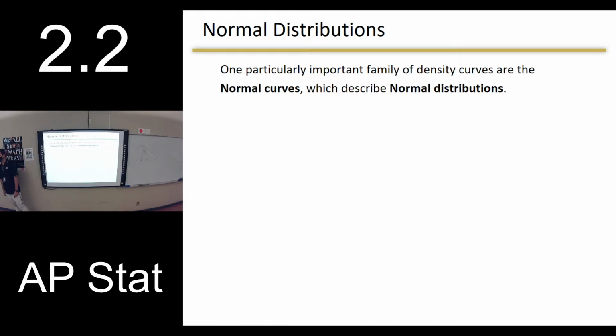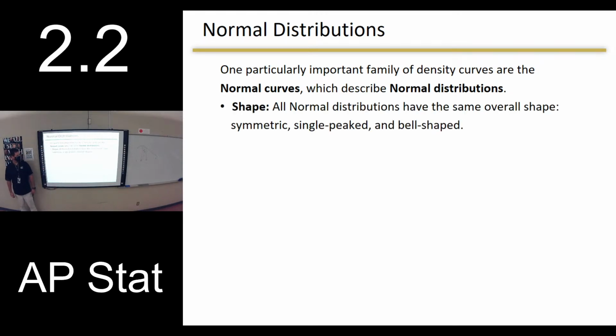Okay, here we go, normal distributions. One particularly important family of density curves are normal curves, or normal distributions. Very, very important to talk about these, okay? Shape. All normal distributions have basically the same overall shape. They're symmetric, single peak, and bell shaped. They start low, go high, go low. They're bell shaped.